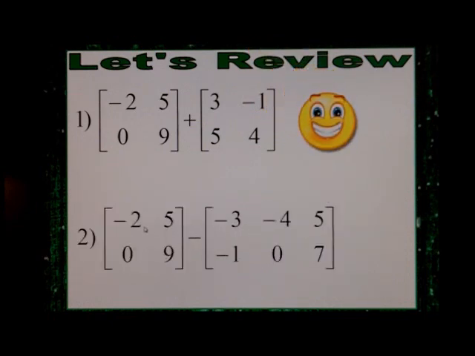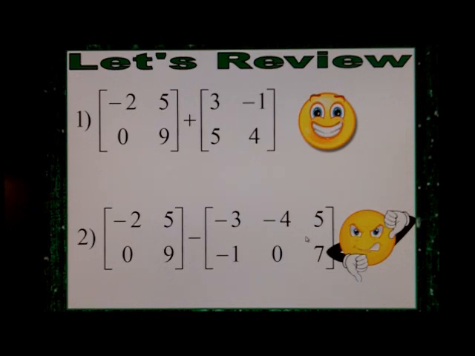So for example, number 2, this one here you could not subtract or add because it's a 2 by 2, and this is a 2 by 3. So the rows match up, but the columns do not. So that is a no good in terms of adding or subtracting these things.